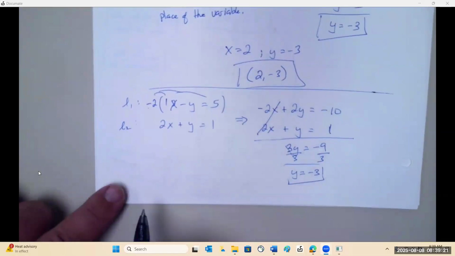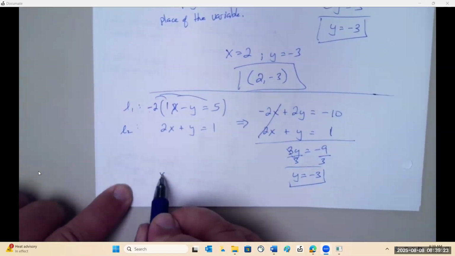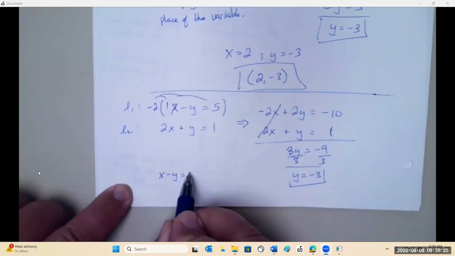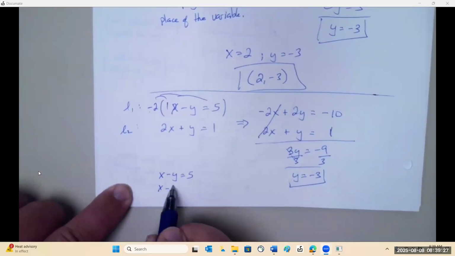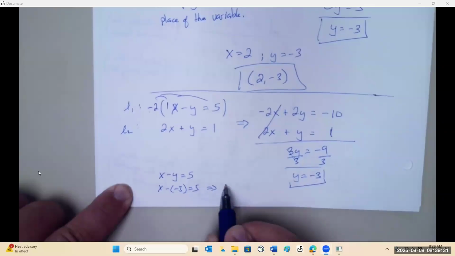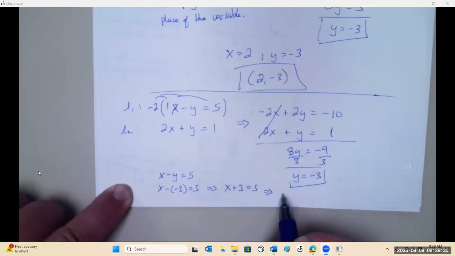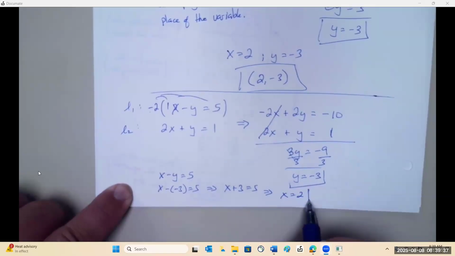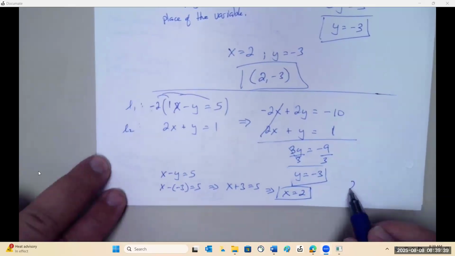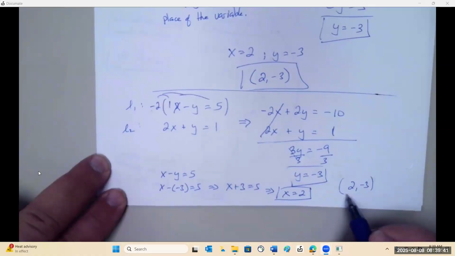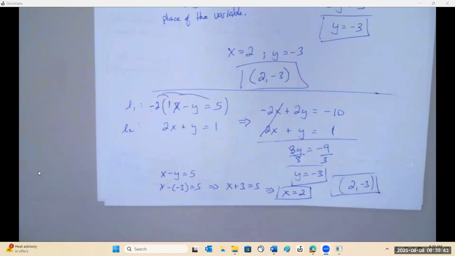We can plug that into the first equation. x minus y equals 5. x minus -3 equals 5. x plus 3 equals 5, which gives us x equals 2. Which means we have (2, -3). So it doesn't matter which value you solve for, you get the same answer.